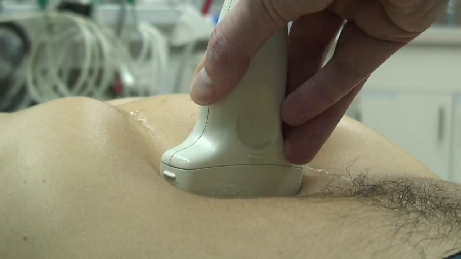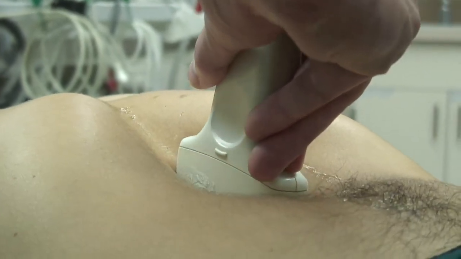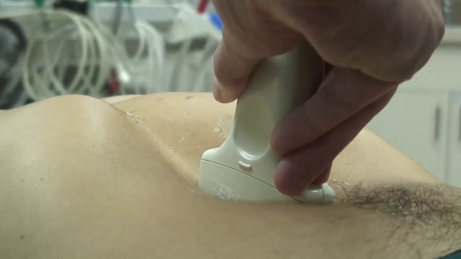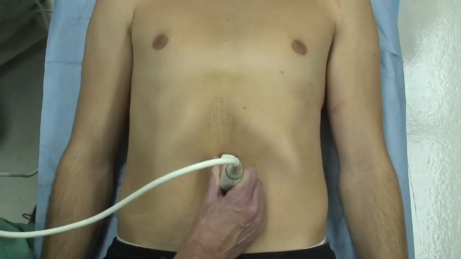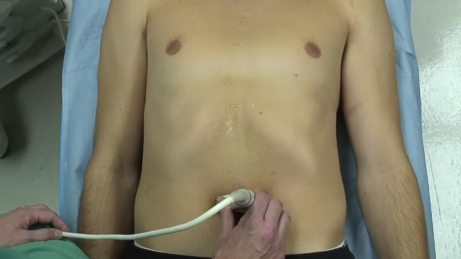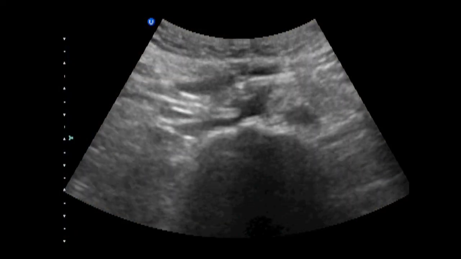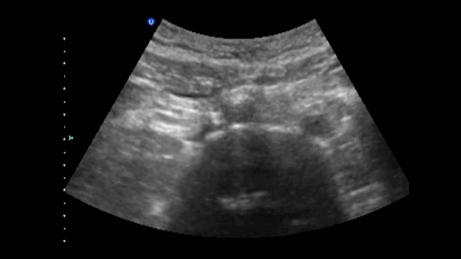Once measurements are taken in the proximal portion of the aorta, rotate the probe back 90 degrees and follow the course of the aorta inferiorly. Again, obtain longitudinal and transverse views of the aorta a few centimeters above the umbilicus. Then follow the aorta distally to its bifurcation into the iliac arteries in the transverse plane.